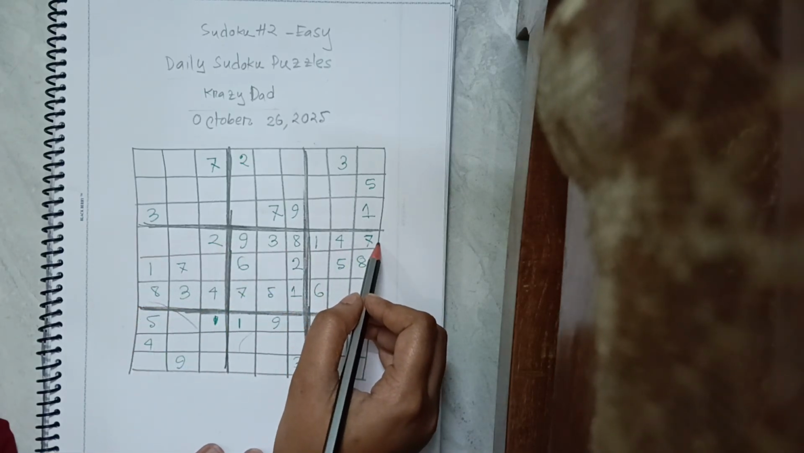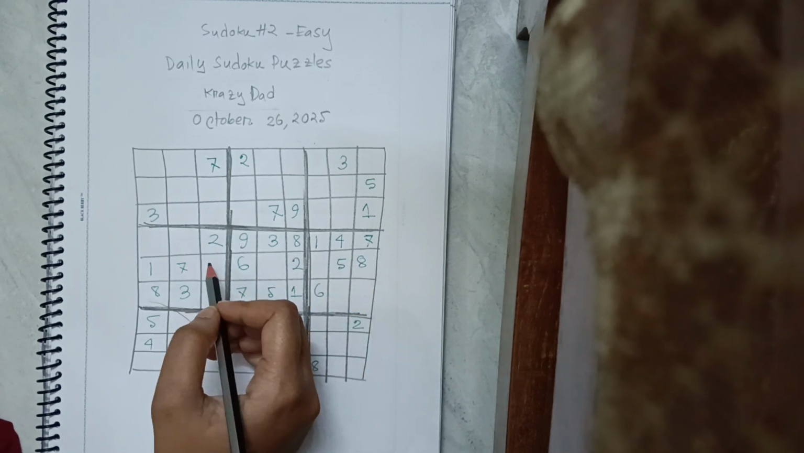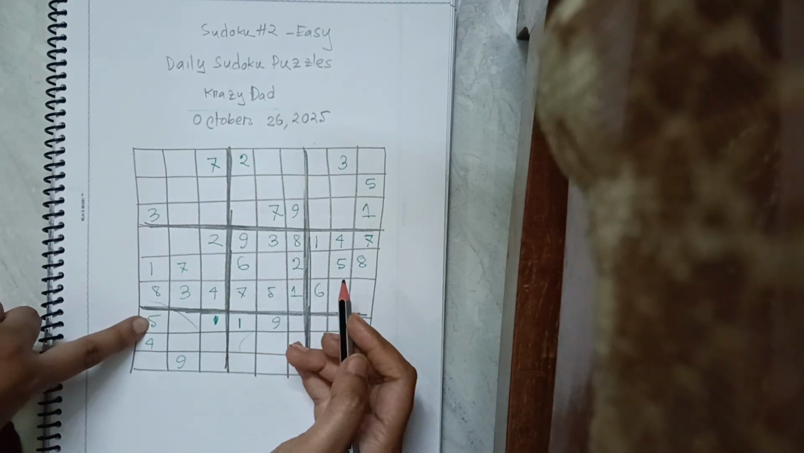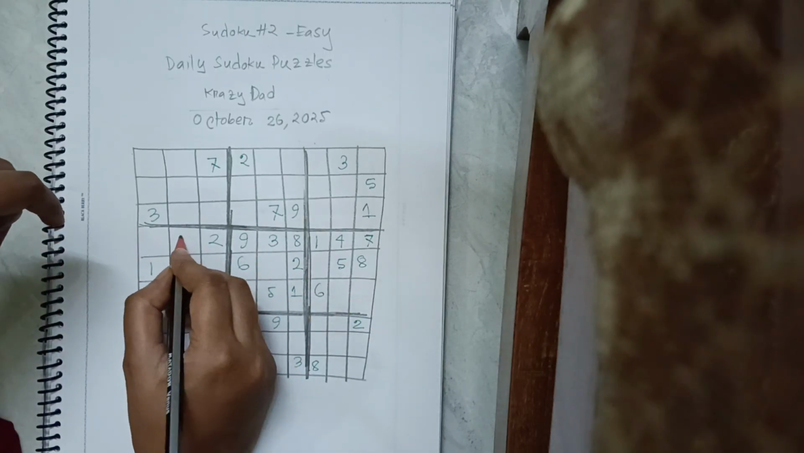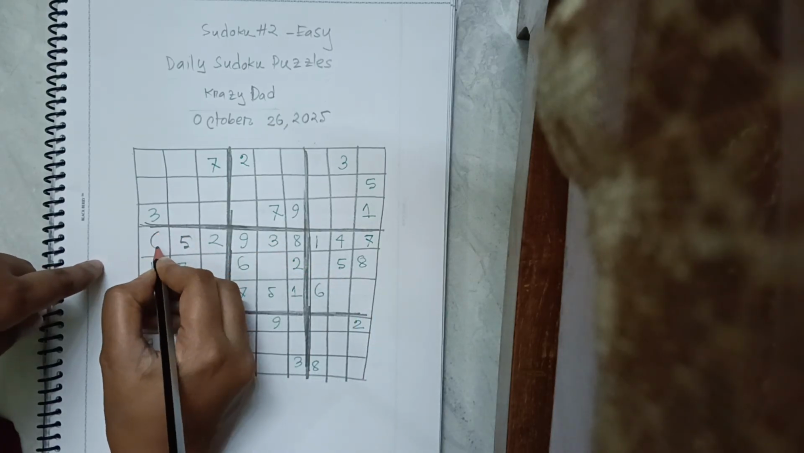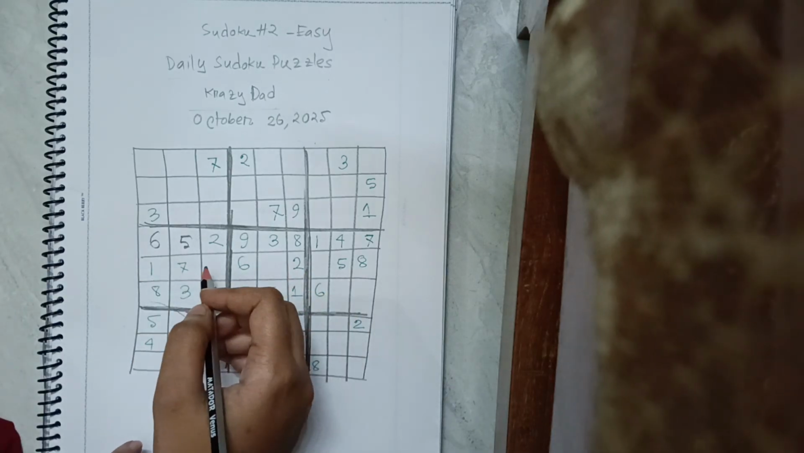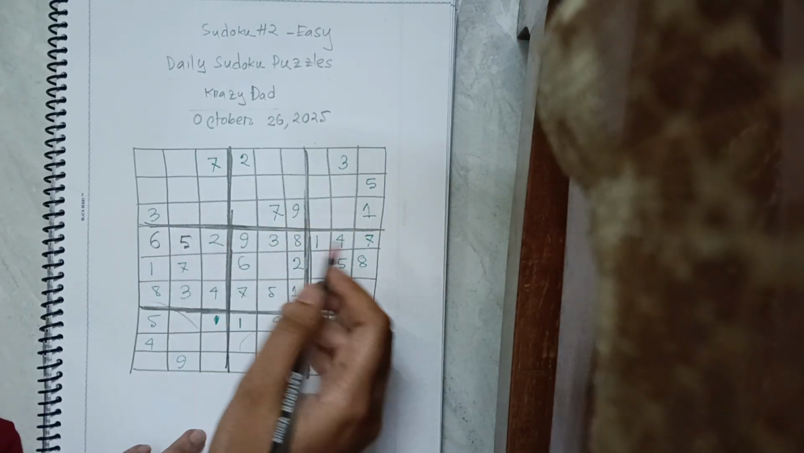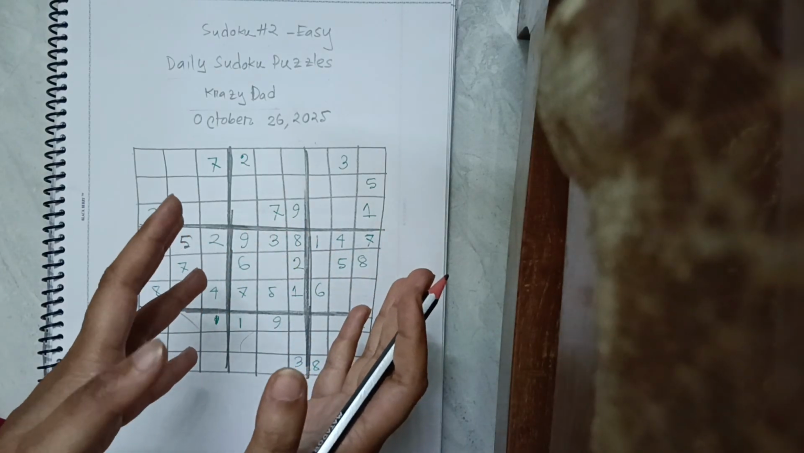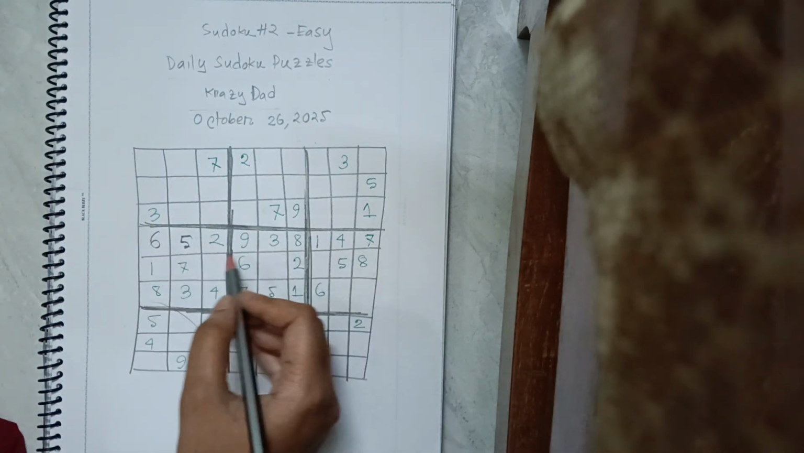What are the missing numbers here? The missing numbers are 5 and 6, right? So 5 is already in this column here, so we cannot write 5 in this box, so we can write 5 here. The other missing number is 6, so we can write down 6 here, right? Because we can only write one number once in each column, each row and each of these medium boxes, right? Remember my past video.